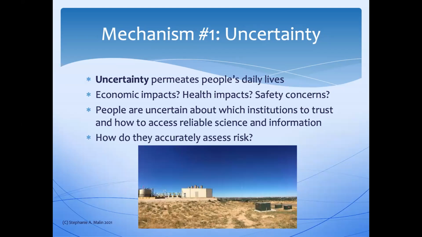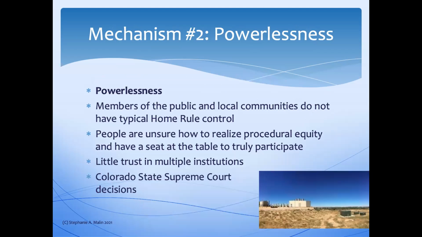The first big mechanism here is uncertainty. So people are very uncertain about the economic impacts, the public health impacts, the safety impacts related to unconventional oil and gas production. So uncertainty permeates people's daily lives. People also don't know what institutions to trust and how to access reliable scientific information that's also useful and translated so that people can actually use it to make decisions in their daily lives. So people are left wondering, how do I accurately assess risk across all these different categories? And when you have people with young children or who are caregivers for elderly folks, this can get even more impactful.